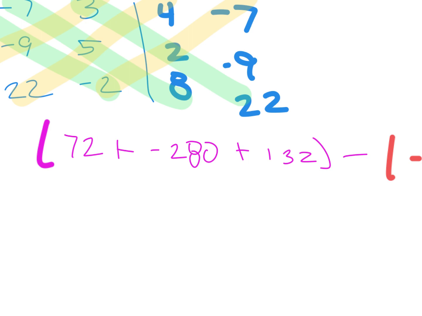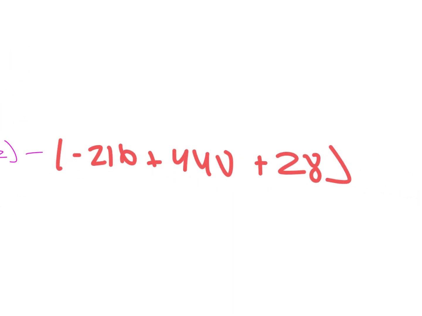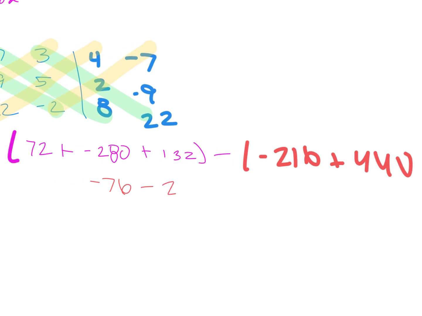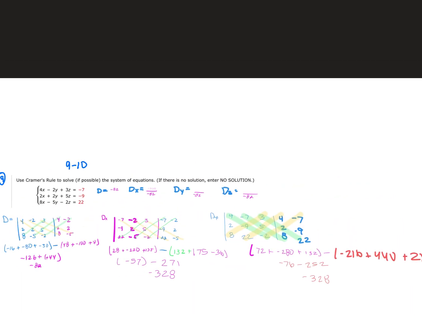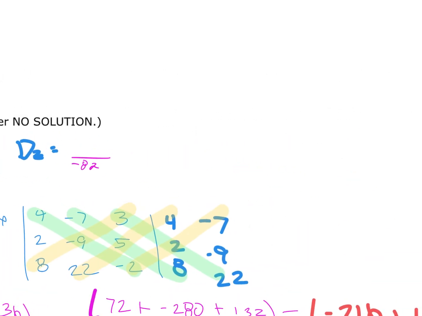So now when we combine, 72 minus 280 plus 132, negative 76, minus negative 216 plus 440 plus 28. It gives me 252. So negative 76 and negative 252 gives me negative 328. So we're going to come up here, and this is going to be negative 328. Then we're going to do this all over again and find d sub z.